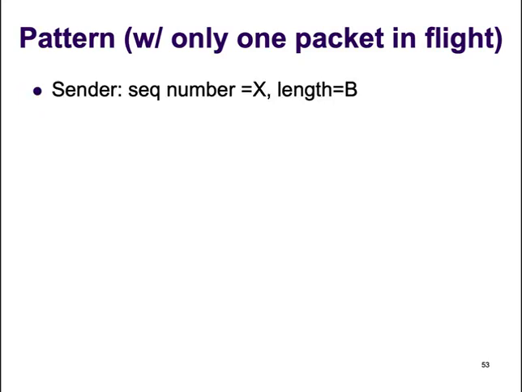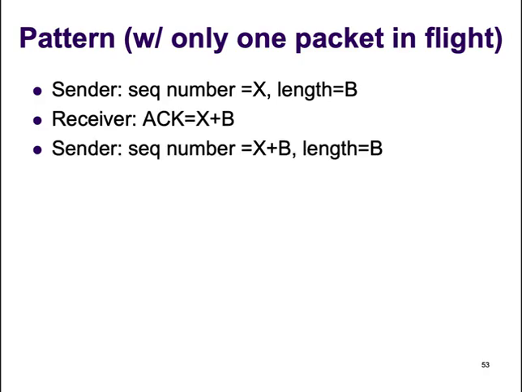So let's just reiterate this one more time. If I had only one packet in flight, what would my packets look like? On the data, from the sender side, a data packet, let's say my sequence number was x and the length was b, then your ACK would be for x plus b. Your next data packet, the sequence number would be x plus b. And again, if the length was b, then your ACK would be x plus 2b.